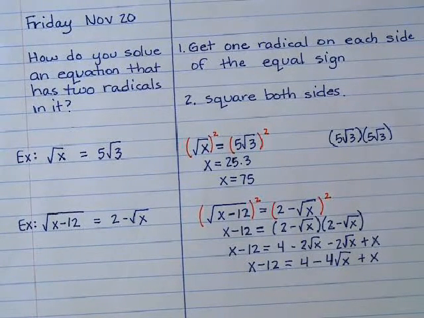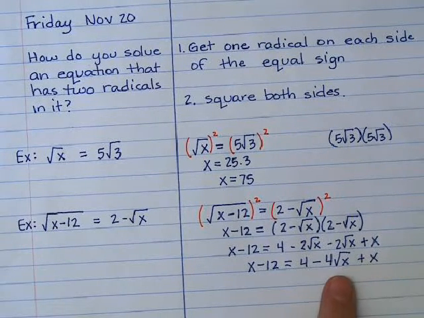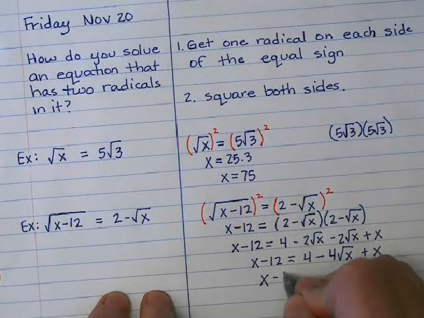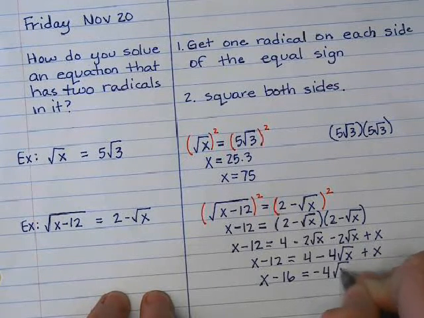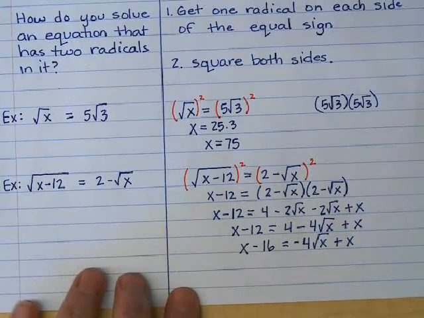This seems kind of weird because there's another radical in here. So now we're going to go back to what we did yesterday. We're going to try to isolate that radical. I'm going to subtract 4, so it's going to give me this. Now I'm going to subtract x.